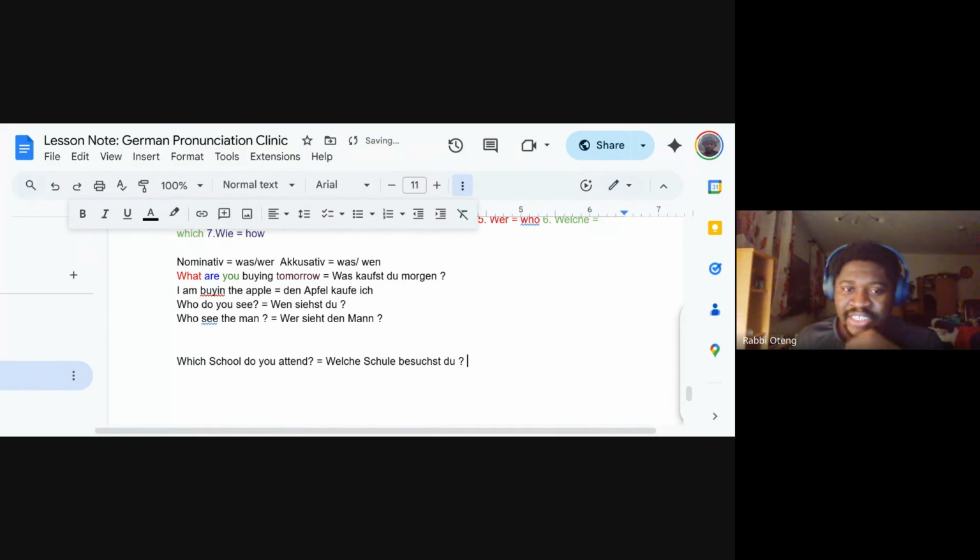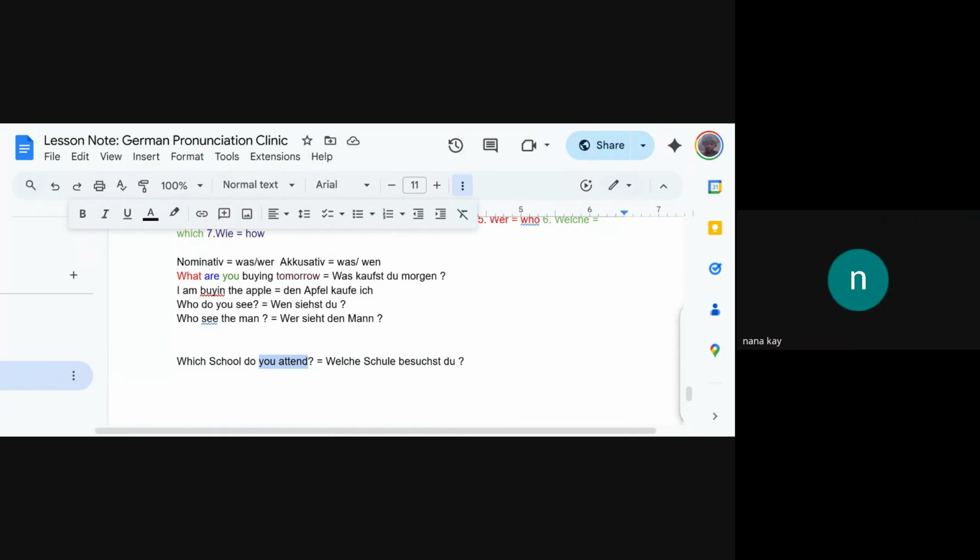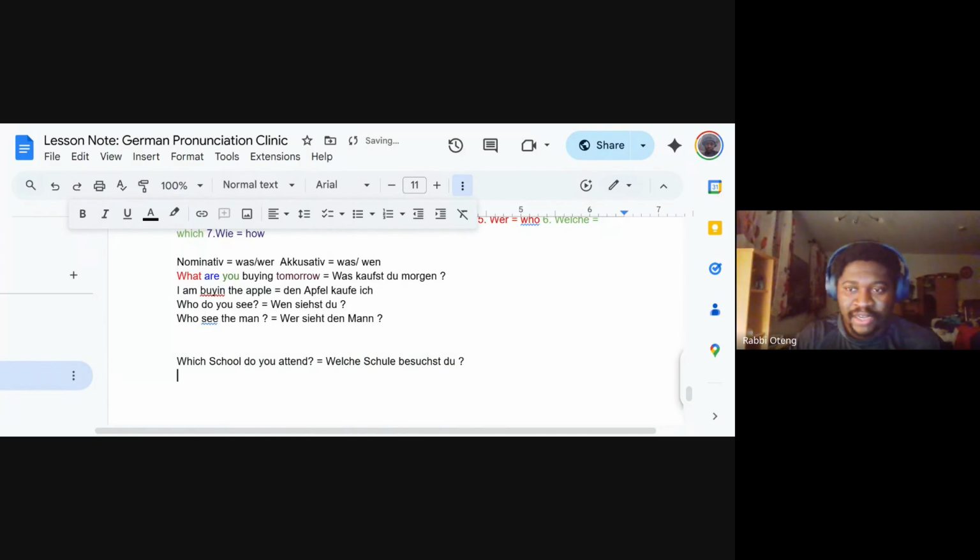Okay, so in this sentence, attend is the verb. The do is not a verb, it's just a helping verb. That's why in German we don't use it. We use the main verb here, attend. So welche Schule besuchst du? Here you are the subject, because the verb comes after you.